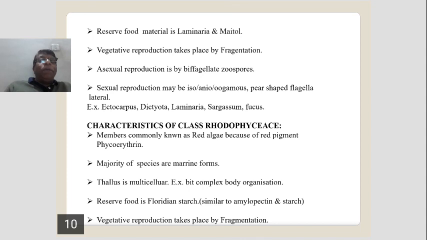The gametes are pear-shaped with laterally fixed flagella. Flagella are not at the top, as we find in the case of the class Chlorophyceae. Example, Ectocarpus. Okay. Next, Dictyota, Laminaria, Sargassum, Fucus are good examples of the class Phaeophyceae.